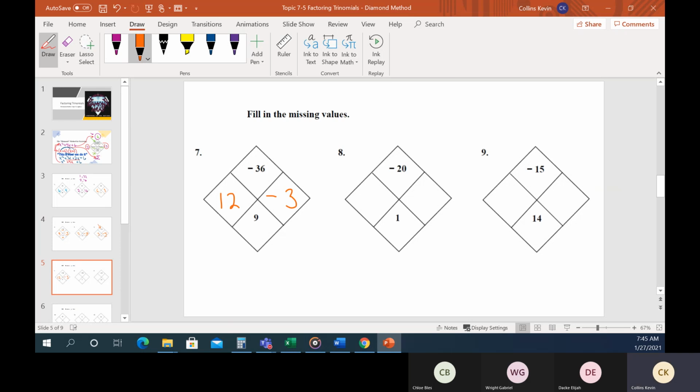Like I said, we do a lot of these because if you get good at this game, that gets you good at factoring, that gets you good at math for the rest of high school, because it'll really help.